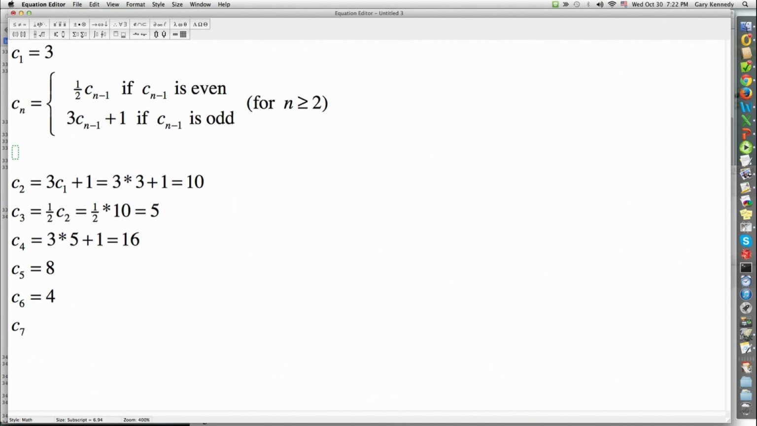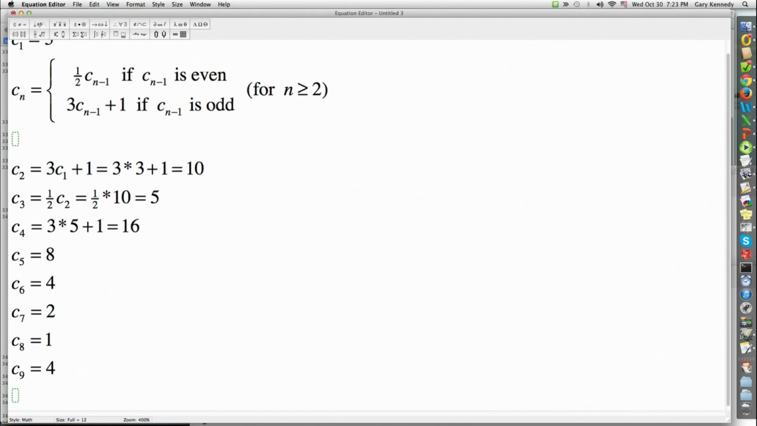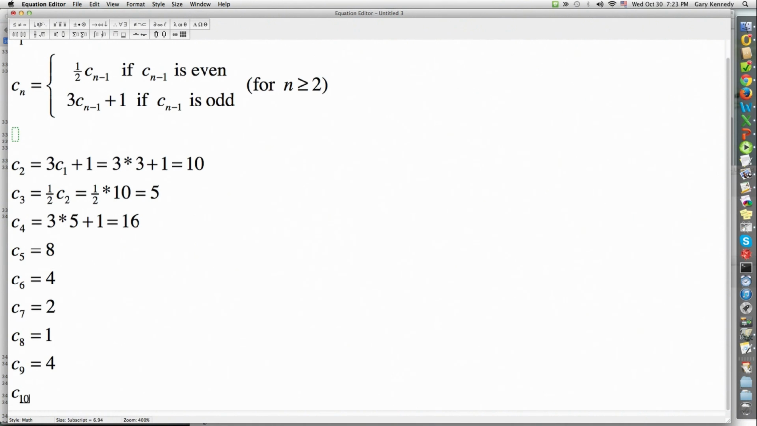And C7 is 4 divided by 2, which is 2, and that's still even. So again, we divide by 2. That gives us 1. Okay, let's keep going. C9. Well, the previous thing is odd. So this time we don't divide by 2. We have to multiply by 3 and add 1, and that will give us 4. And then we get C10, which is 4 divided by 2.